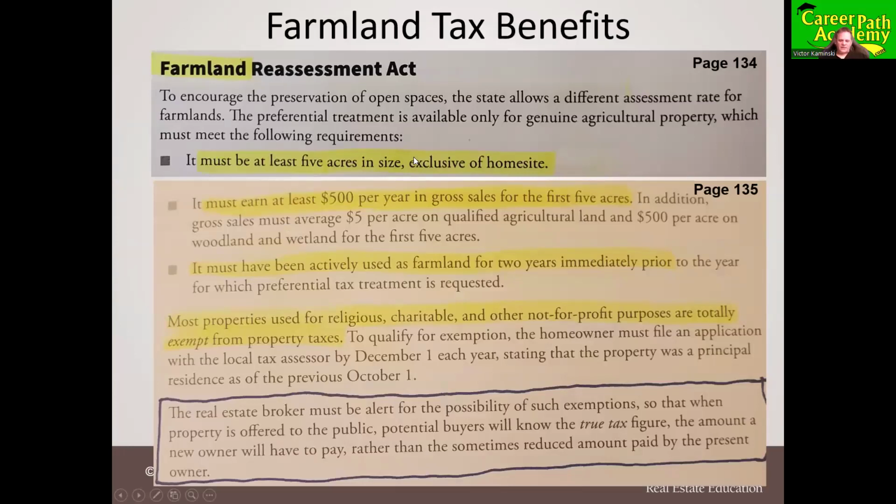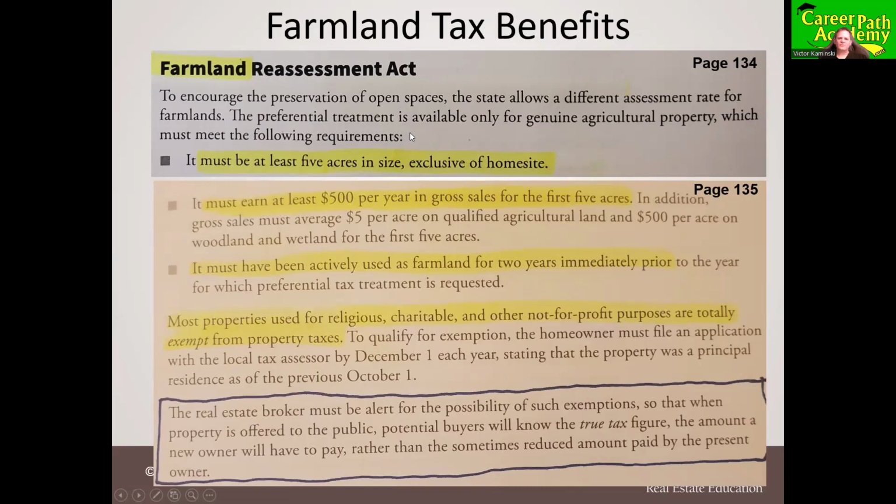Now, farmland is another issue. We're the Garden State, so we have a lot of farmland here. And if farmers were subjected to pay the same tax rates as everybody else who has a house in New Jersey, you wouldn't be able to have a farm. You couldn't afford it. The farmer doesn't make that much money at the farming level. So to encourage preservation of open spaces, the state allows different assessment rates for farmland.